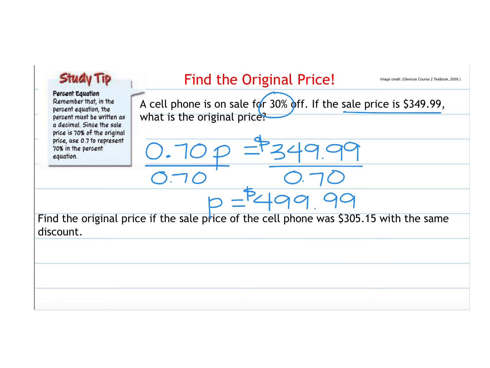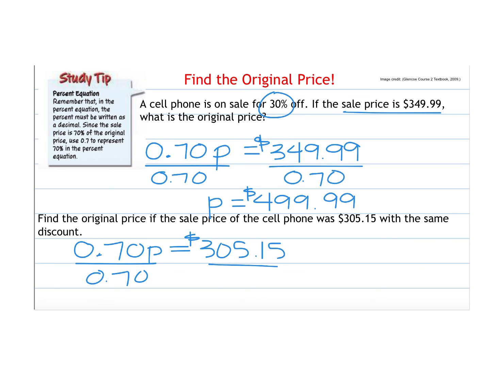So the same discount, so this time it's going to be 0.70p equals 305.15, and then I'm going to divide both sides by 0.70 again. So 305.15 divided by 0.7 would give me $435.93.